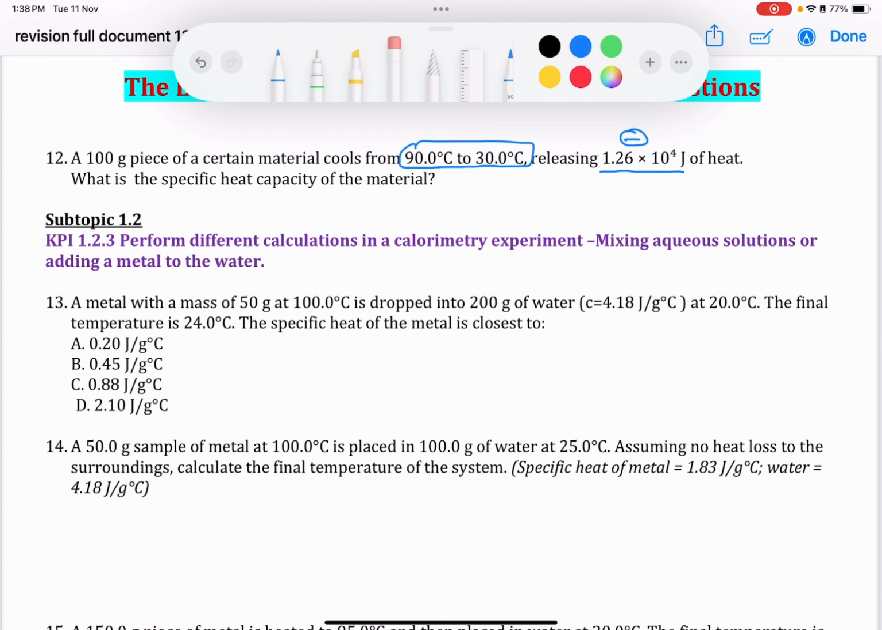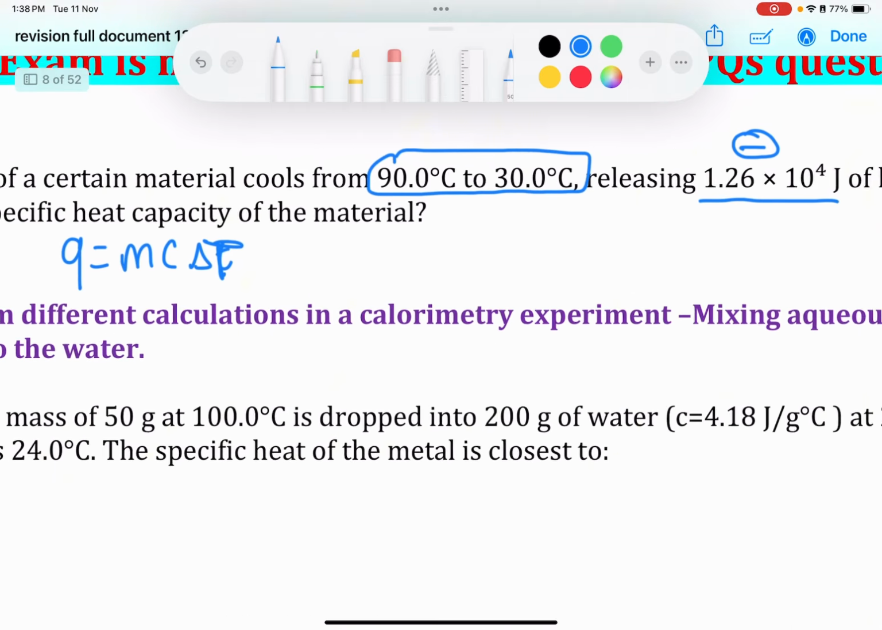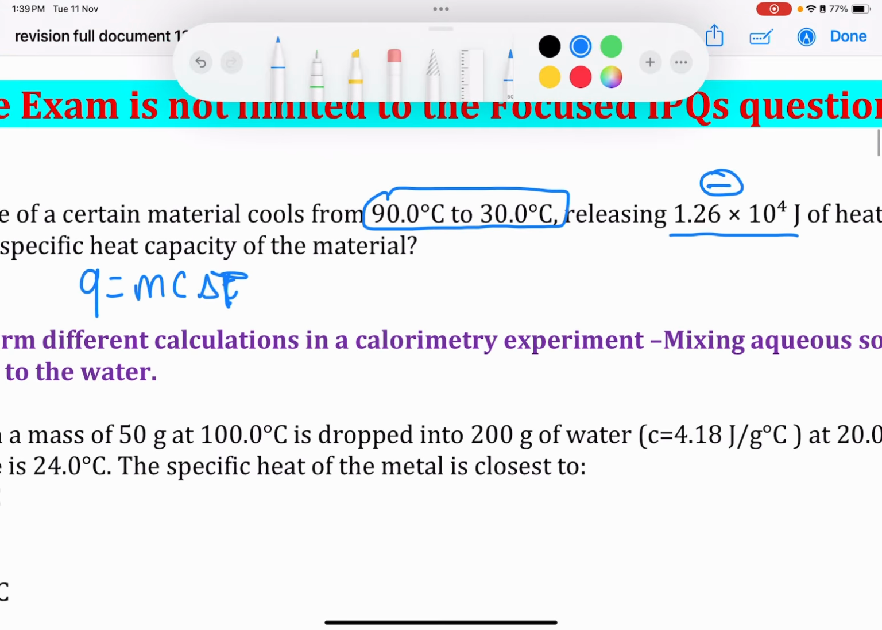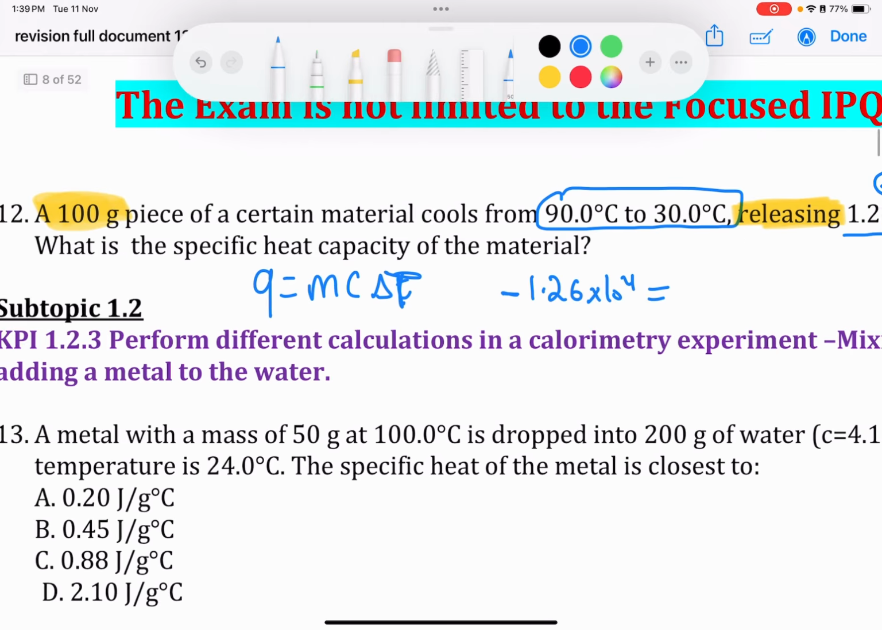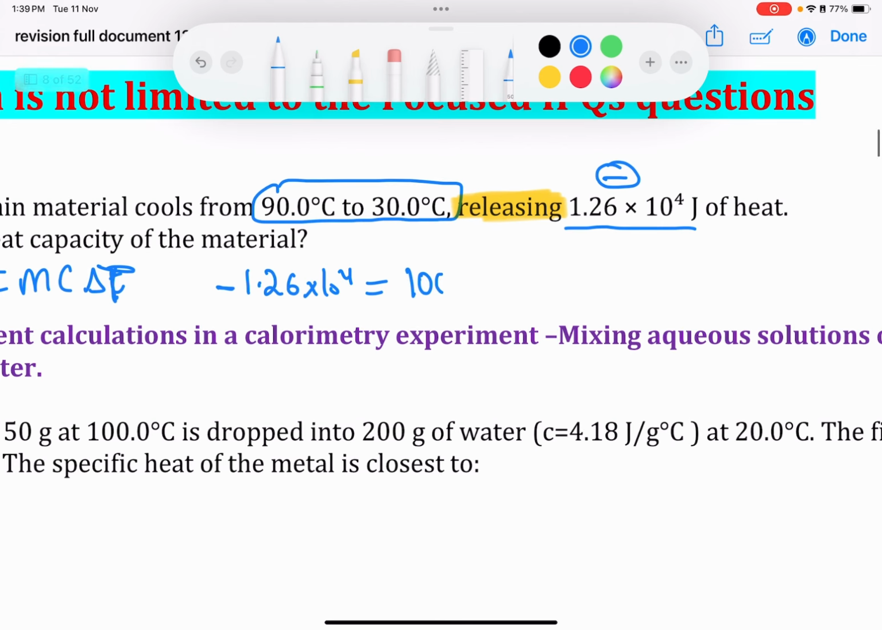Now, what is the specific heat capacity of the material? So Q equal MC delta T. So let's substitute and see. Since they said heat is released, you have to be careful with those words. When it says released or loses heat, you have to add a negative to the Q given to you. Negative sign. So the mass is 100 grams.